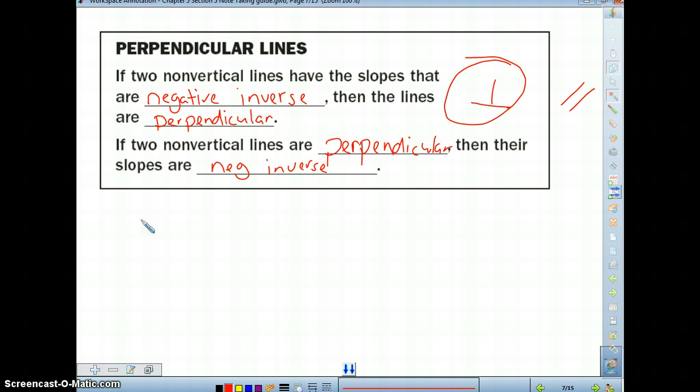Okay, so let's say we have y equals 2x plus 3. Well, our slope is 2. The negative inverse for that would be negative 1 over 2, because remember, 2 is the same as saying 2 over 1. So we put a negative sign in front, and yes, we flip it.